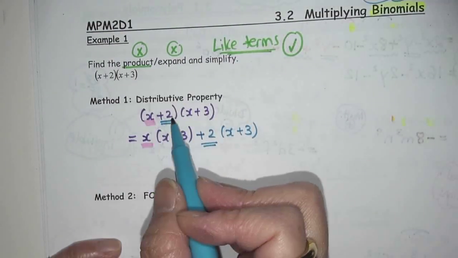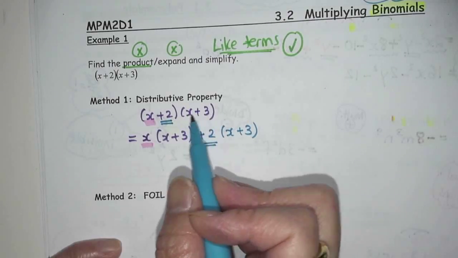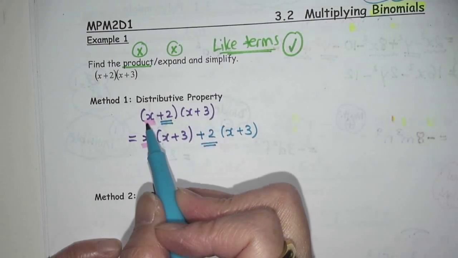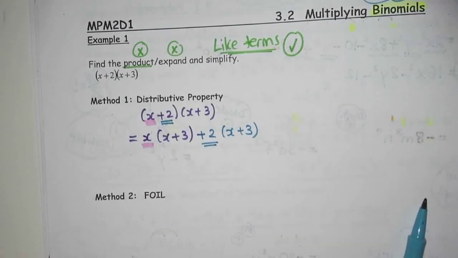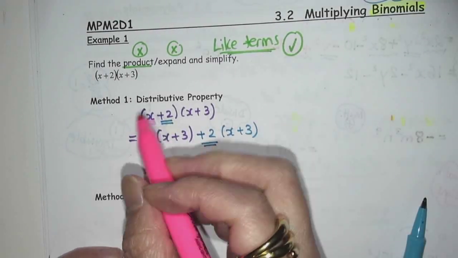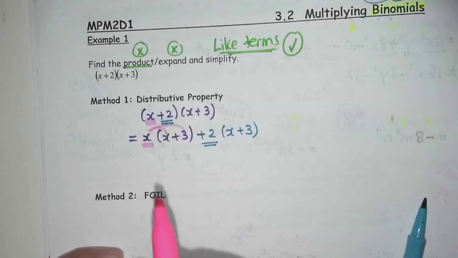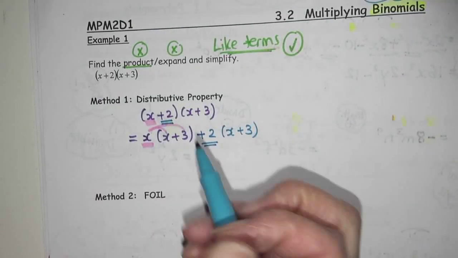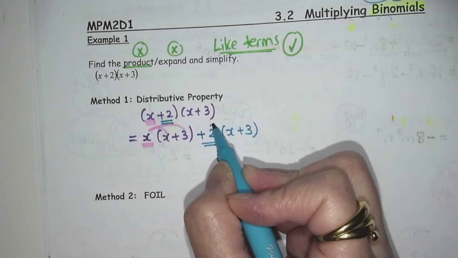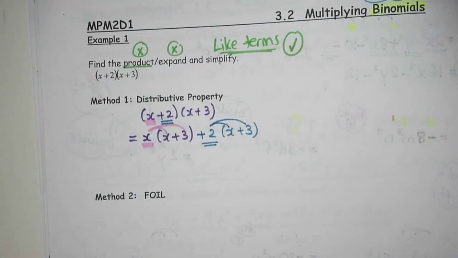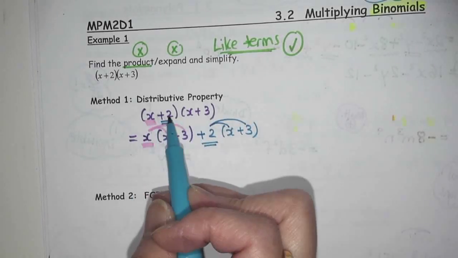It's kind of like if two people are here and you want to handshake both of these guys. You would say, well, the pink person needs to handshake x plus 3, so x will handshake x, and it will also handshake 3. And then the blue person needs to also handshake both of the people in this group, so 2 handshakes both of those as well. So this is called using the distributive property 2 times. You're going to use it once for x and once for 2.